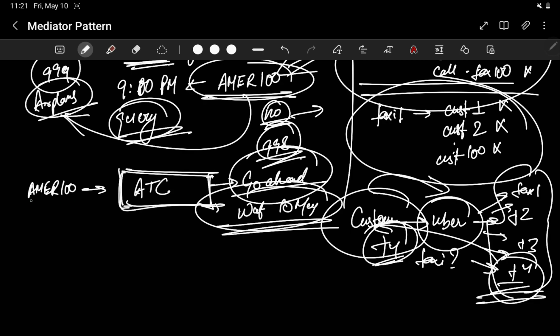So this is how ATC controls the traffic. It decoupled them, like none of these airplanes are going to talk amongst each other. All of them will talk to ATC. Whether it is takeoff or landing, they will talk to ATC. ATC will tell them, okay, yes, go. So these are two very important basic classic examples of the mediator pattern.